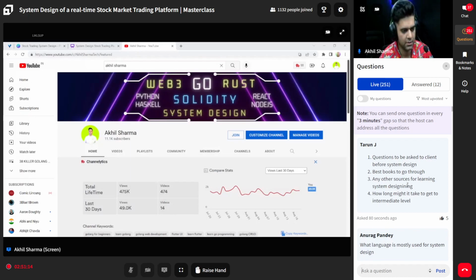Sources for learning system design: go through the Netflix engineering blog and the Uber engineering blog, which have awesome stuff. Search for system design on medium.com, and you'll get a lot of material there. And how long might it take to get to an intermediate level? It depends on practice, Tarun. The more you practice, the faster you'll get there.